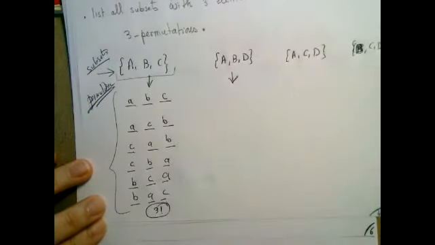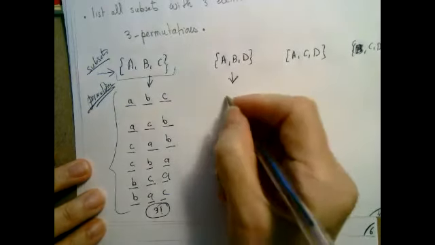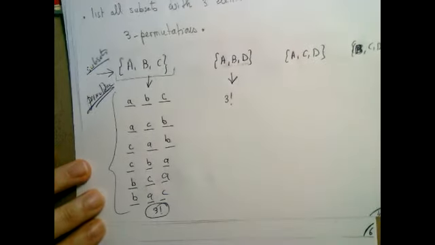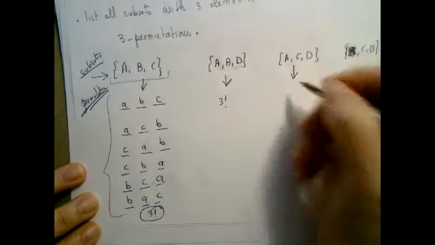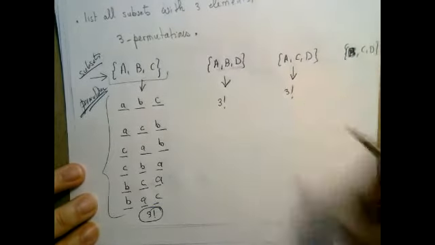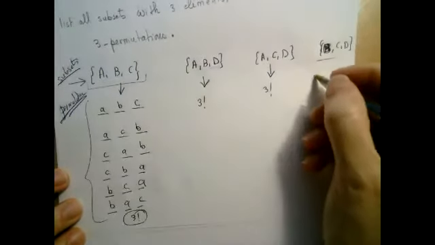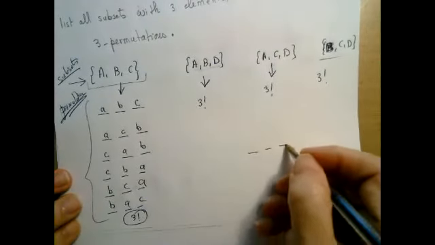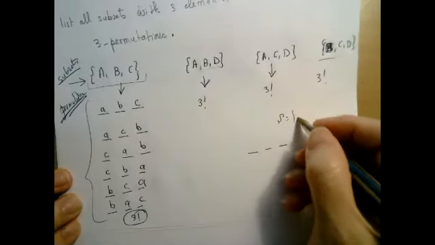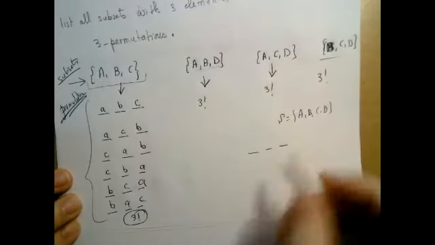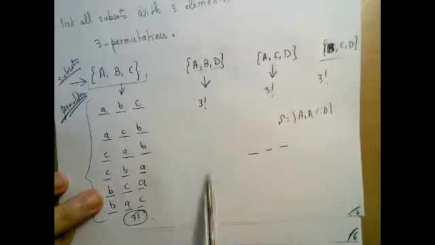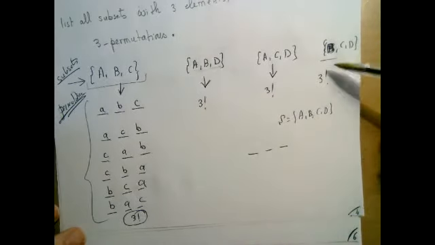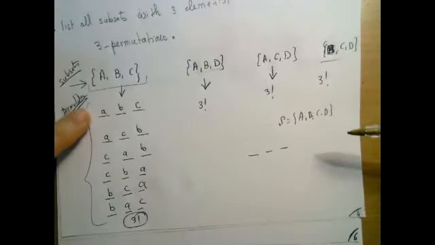To this one, how many 3 permutations are there? I can use the same logic. There are 3 factorial of them because I'm taking permutations of 3 elements. How many permutations of this are there? Also 3 factorial. How many permutations are there? 3 factorial. So any permutation you give me from the set A, B, C, D should be either here or here or here or here because it contains 3 elements. If it contains B, C, D, it's one of those that correspond to B, C, D.